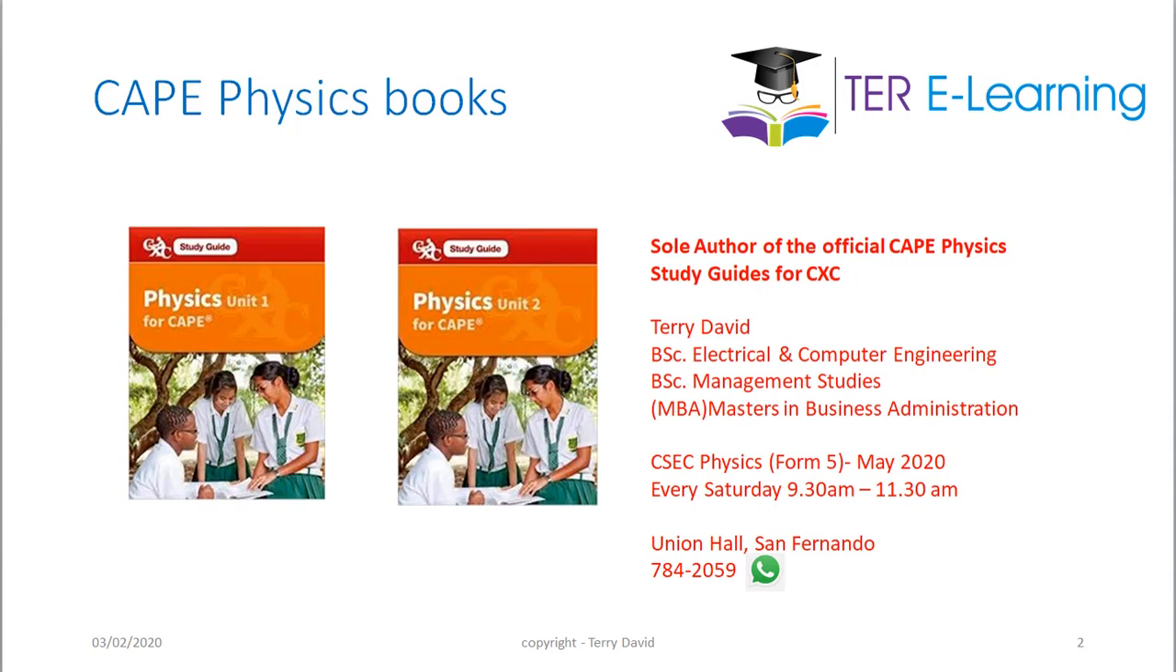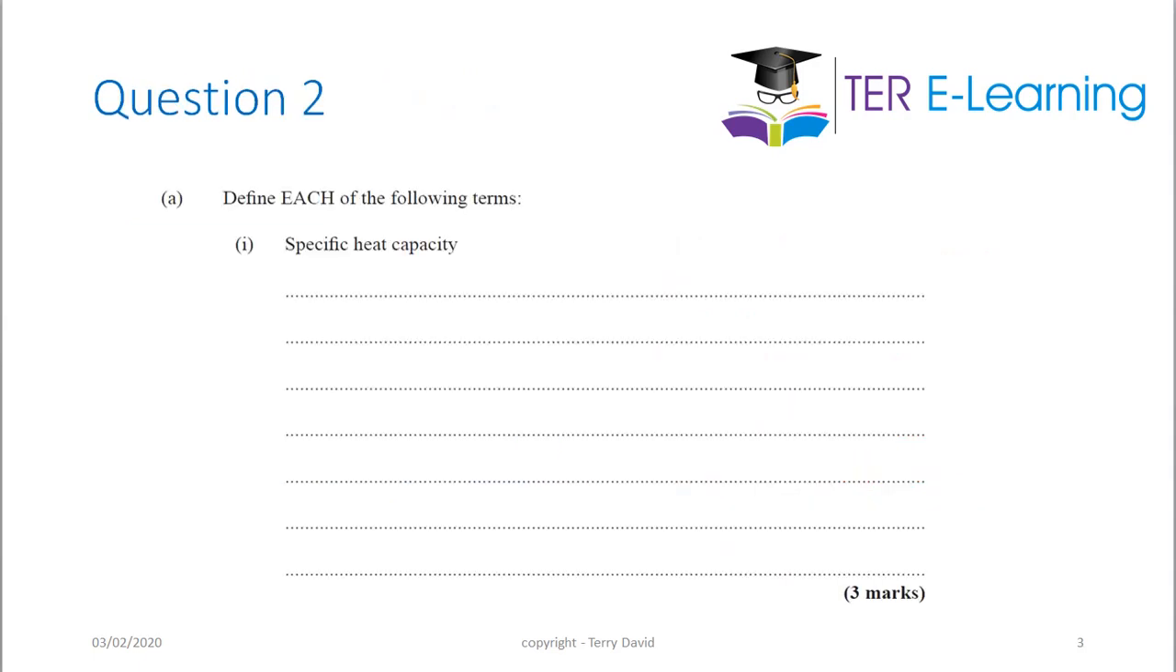Okay, so moving on to the paper. This is question 2 in the January 2020 paper. In this question, they ask you to do several things. The first part is to define each of the following terms. The first term that they want us to define is specific heat capacity.